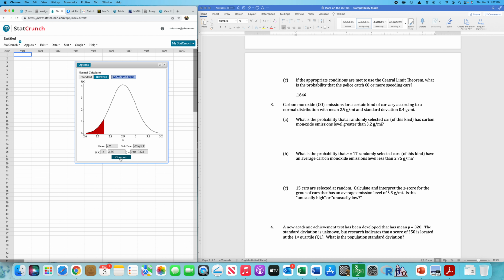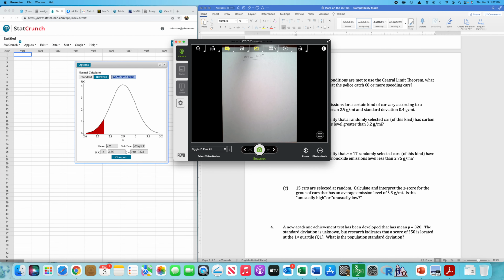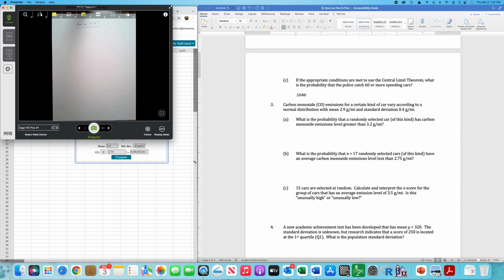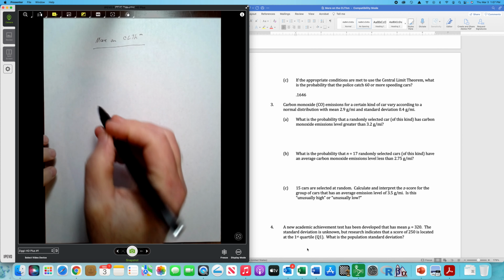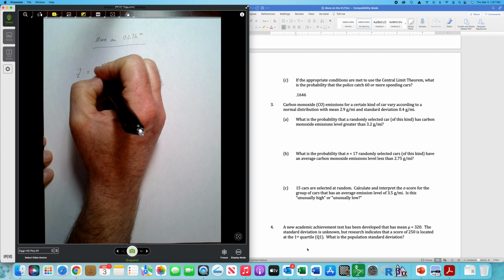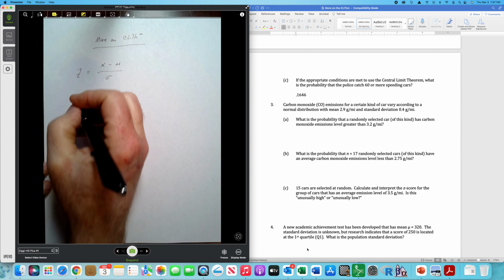Now, the next thing says 15 cars are selected at random. Calculate and interpret the z-score. And we haven't got into z-scores yet, so this is one of the purposes of this video. All right, so let's calculate the z-score. So guys, remember, a z-score is just the x minus the mu over sigma. That's the way we've done z-scores previously.